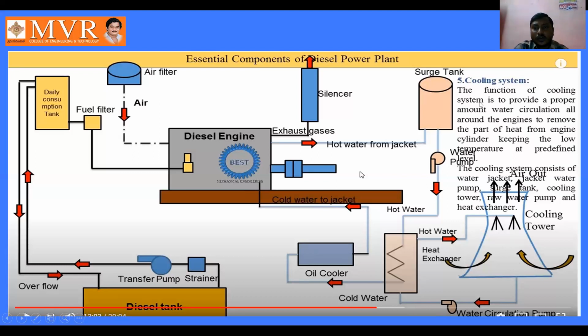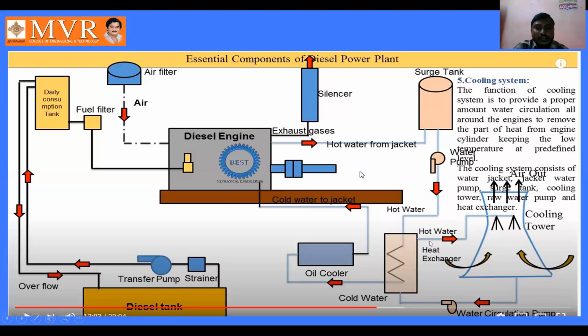See, the function of the cooling system is to provide a proper amount of water circulation all around the engines to remove part of the heat from the engine cylinder. From the engine cylinder, for removing the heat, we are using this cooling system, keeping the temperature low at a predefined level. The cooling system consists of a water jacket, water pump, storage tank, cooling tower, raw water pump, and heat exchanger.